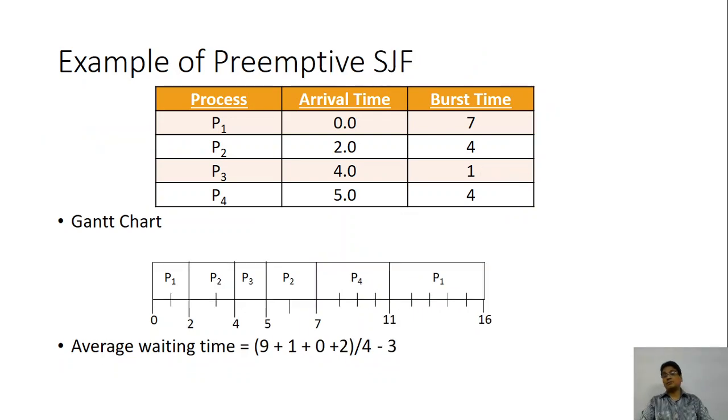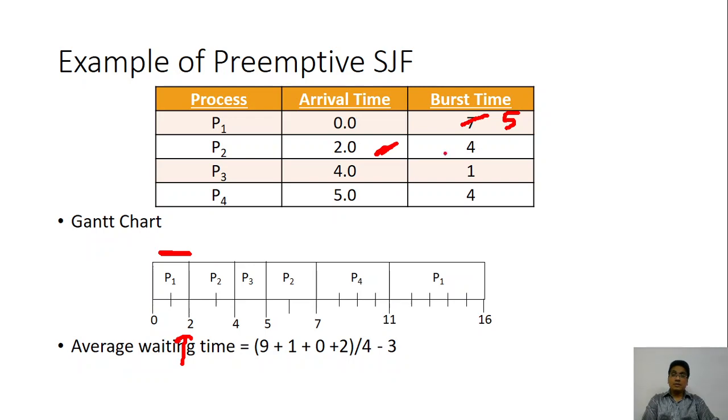Now what if it was preemptive scheduling? In that case, what's going to happen? At time 0, only one process was there, so P1 is allotted. At 2 milliseconds, P2 came. So what is the remaining time of P1? It's not 7, it's going to be 5, because it has already done 2 units of work.